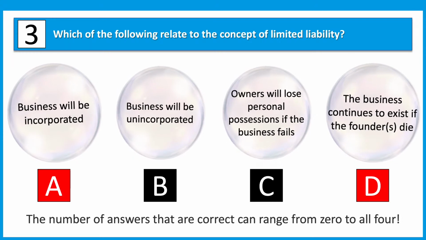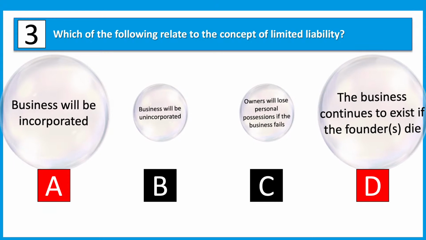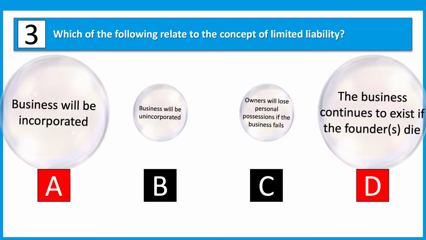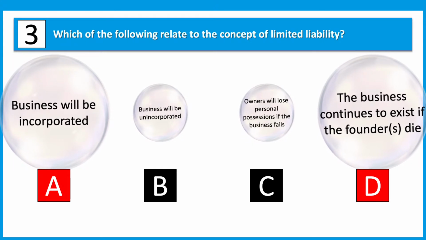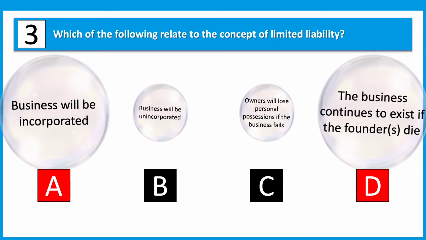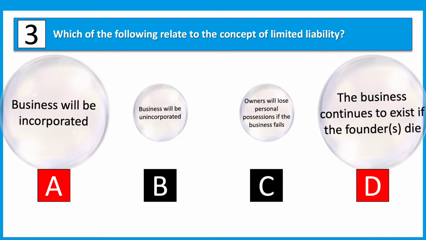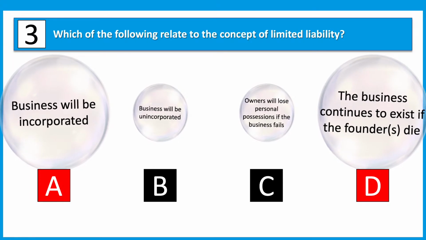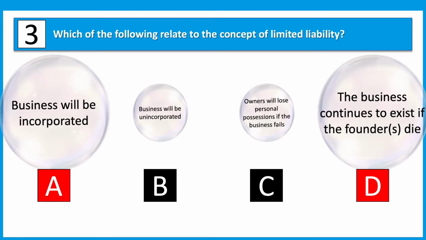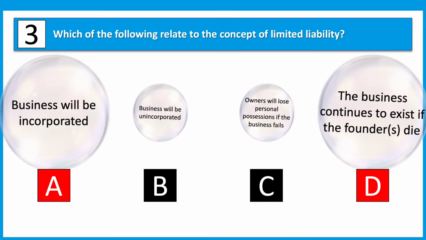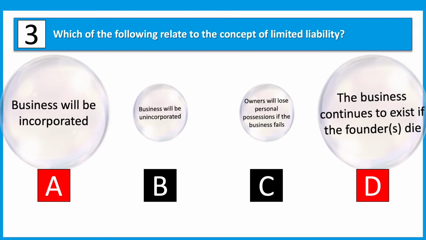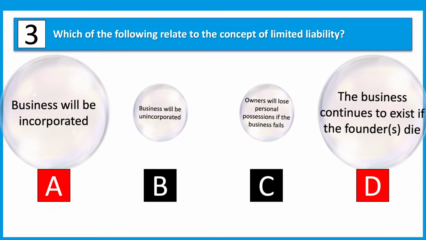And the answer is A and D. So limited liability means that businesses will be incorporated. That means they get a separate legal identity to the owners, and therefore the business can continue to exist even if the founders die. The other two options relate to unlimited liability. And again, this is a concept that students often get muddled up with, limited and unlimited liability. So I'm going to pass you back to Graham now.